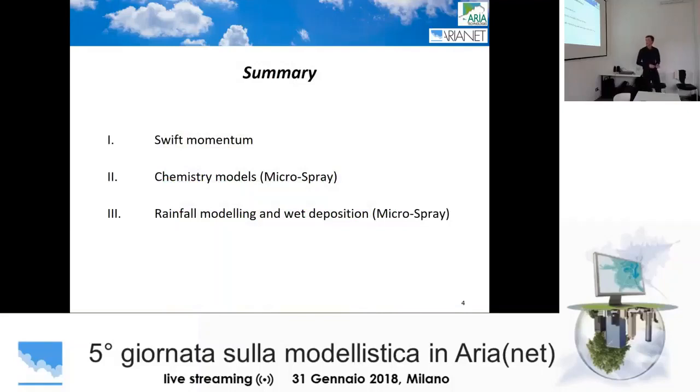So in my presentation, I will talk about PMSS evolutions. I will talk about Swift Momentum, which is an evolution of Parallel Microswift. And then I will talk about chemistry models and wet deposition in Parallel Microspray.